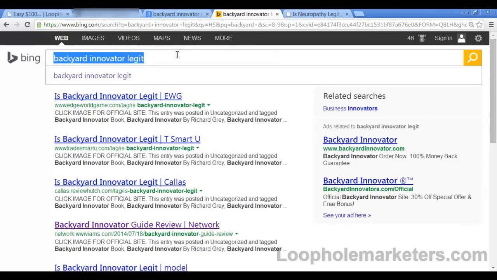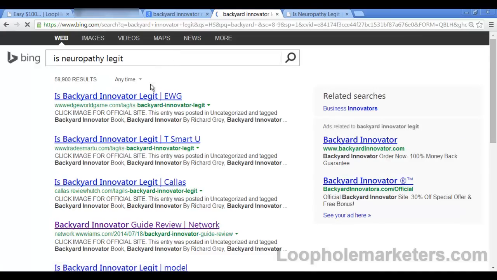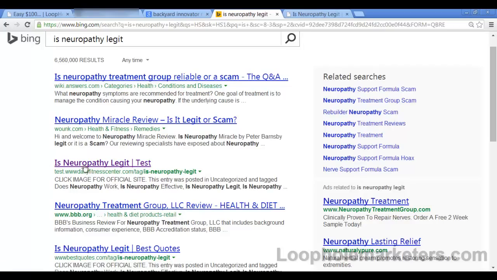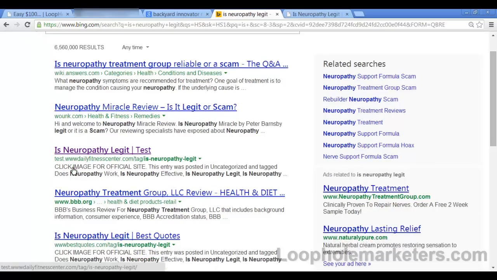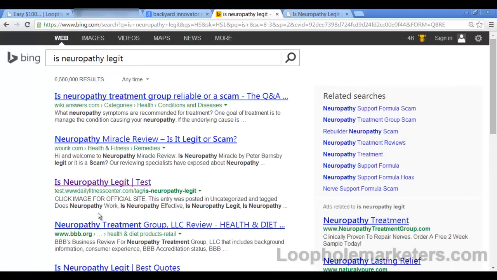All right, let me look at this other one. How do you spell that? Yeah, just take it from there. This one right here is "neuropathy legit." This isn't even the name of the product. The product is Neuropathy Miracle. But my VA did the wrong thing, and we still ended up showing up for these keywords and still getting a conversion.